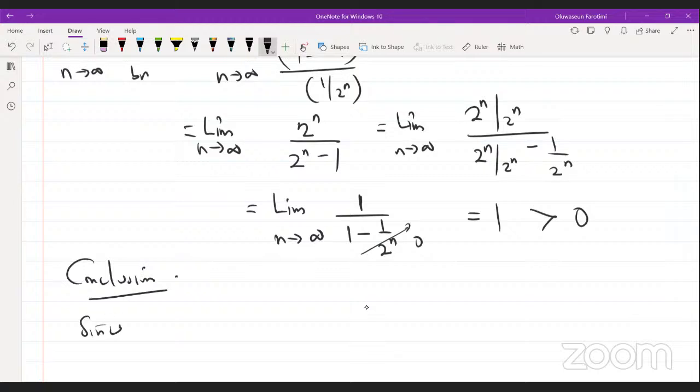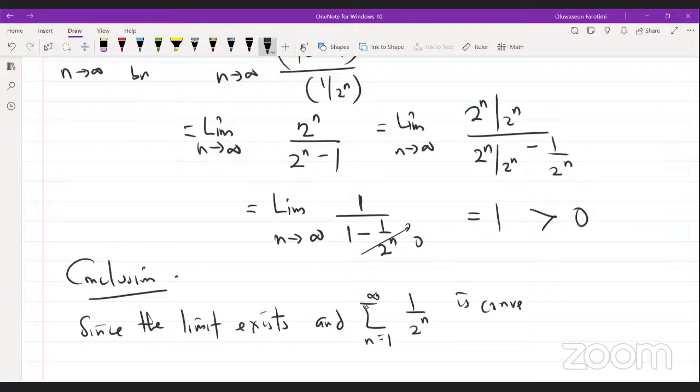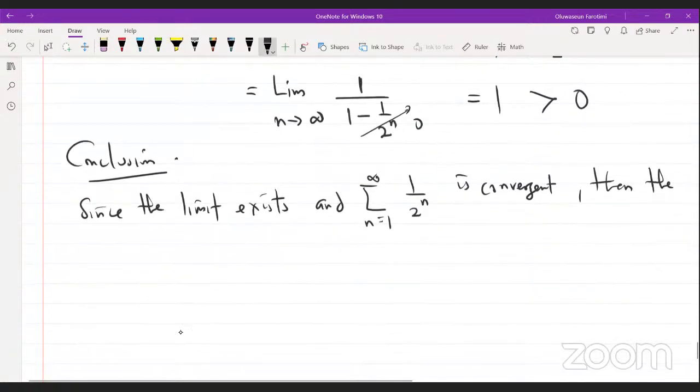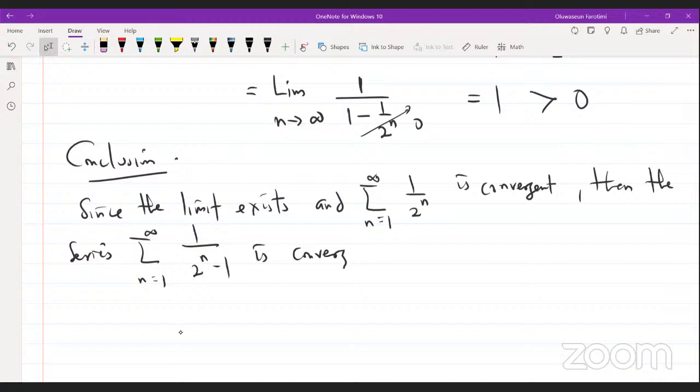I can say that since the limit exists, okay, so this last example, this is a formal way to write these things. Since the limit exists and this guy is convergent, then the series is convergent by what, guys? LCT. What is LCT? Limit comparison test.